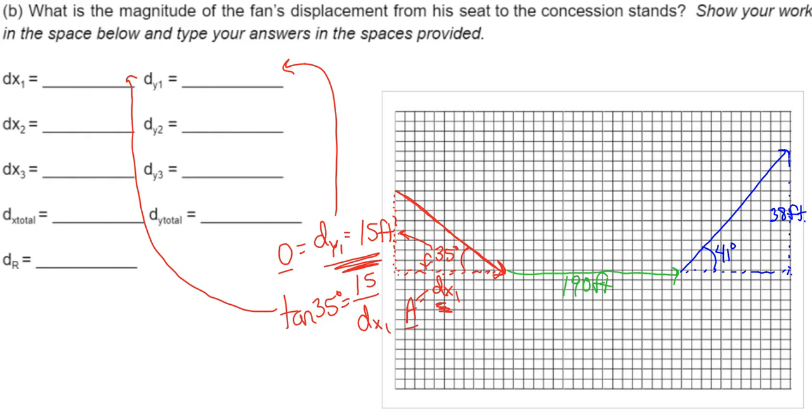Okay? Our dx2, we're given, so that just goes here. So dx2 is 190 feet. Our dy2, well, if this is a horizontal line, the y value is, of course, 0. So we have 0 feet.